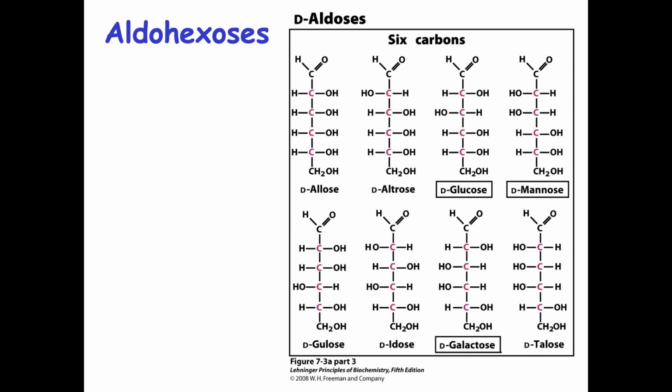We also have your aldohexoses. These are 6 carbon sugars. They have 1, 2, 3, 4 chiral carbons. So they have 2 to the n stereoisomers, so they would have 2 to the 4th, or 16 stereoisomers. So 8 would be in the D form and 8 would be in the L form. And then here are all of the D form aldohexoses. Again, I would expect you to know glucose, mannose, and galactose from this slide for the exam.